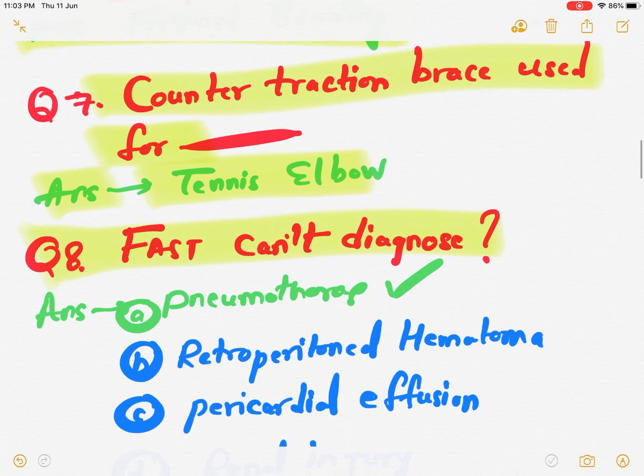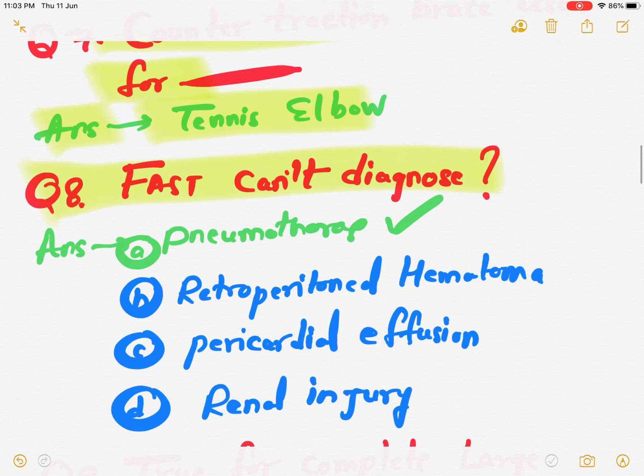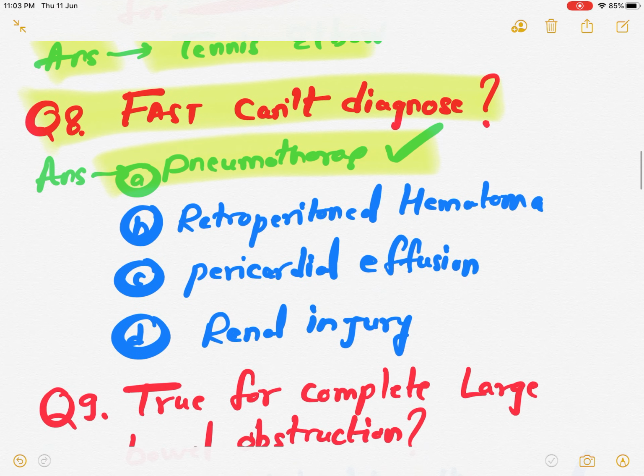Next question is, FAST can't diagnose. If we have to exclude the most important or most uncommon thing, then we go for pneumothorax, because with the help of FAST we can diagnose retroperitoneal hematoma, pericardial effusion, and also renal injury.